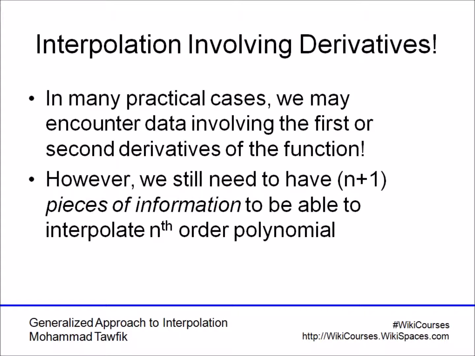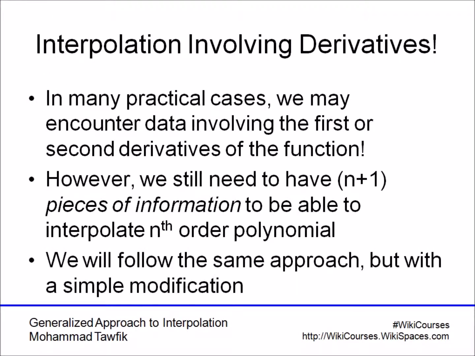And just note before going through this that you still have to have n plus 1 points to be able to interpolate an nth order polynomial. So, for example, if you have 4 data points, remember, you can interpolate a cubic polynomial. If you have 3 points only and 1 derivative at one of these points or any other point, then you can still interpolate an nth order polynomial because they are just 4 pieces of data.